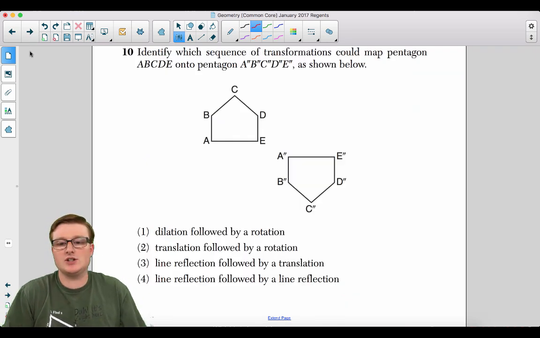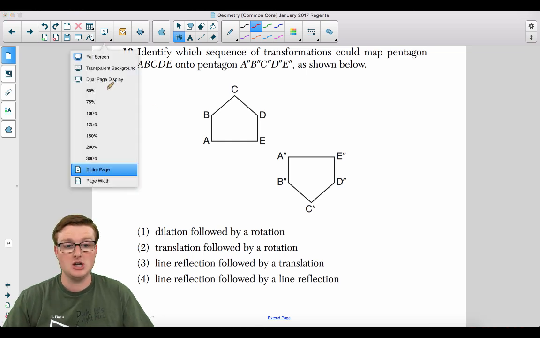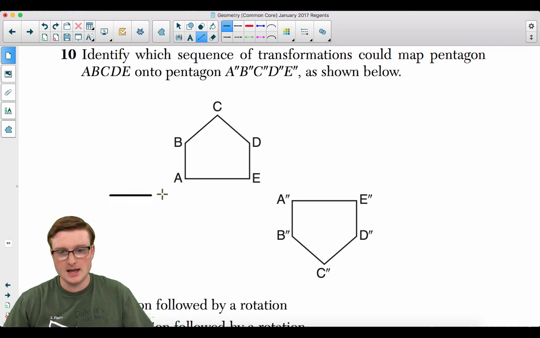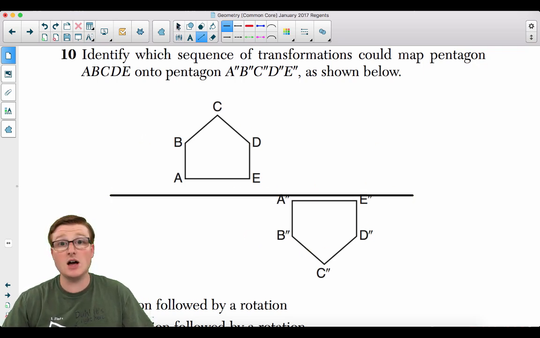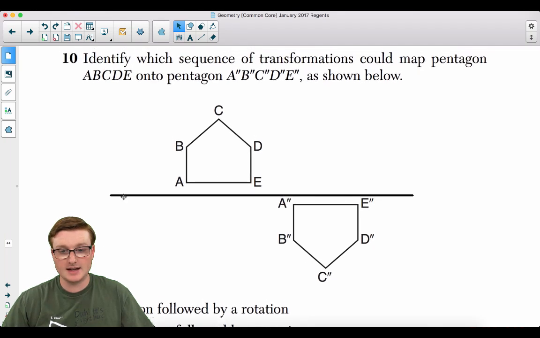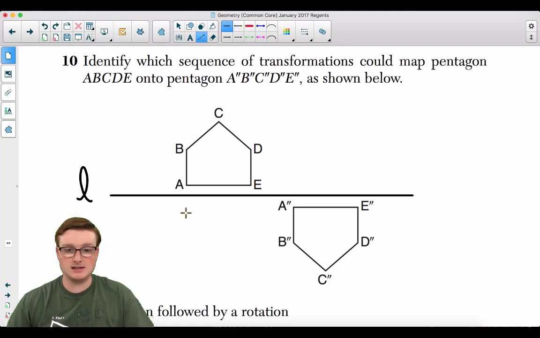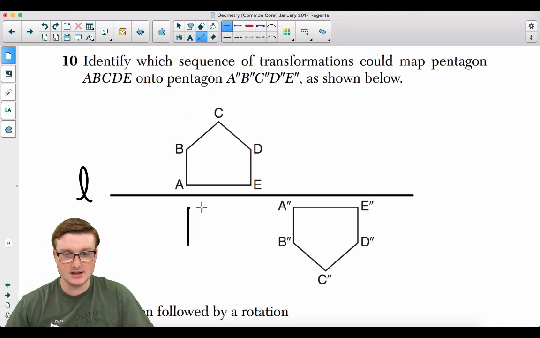Identify which sequence of transformations could map pentagon A, B, C, D, E onto pentagon A double prime, B double prime, C double prime, D double prime, E double prime, as shown below. So we are going from this to this. Well, you could just do a basic line reflection. You could reflect over line L. I'm going to call that line L. And if you reflect over this line, you get an answer like this.